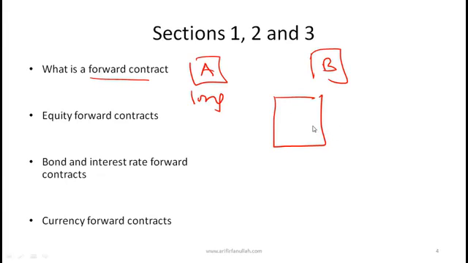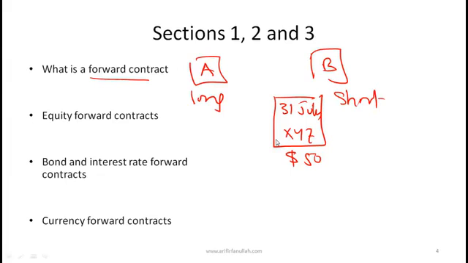The contract is nothing but a piece of paper in which both A and B write something, effectively saying that if today is, let's say, 8th of April, then on 31st July party A will buy an asset, let's call it XYZ, for $50, and B is committing to sell this asset to A for 50. So B is called the short party.